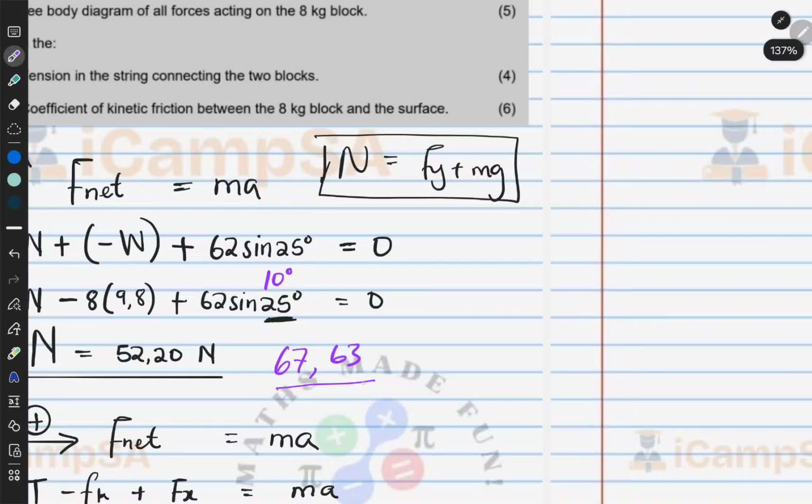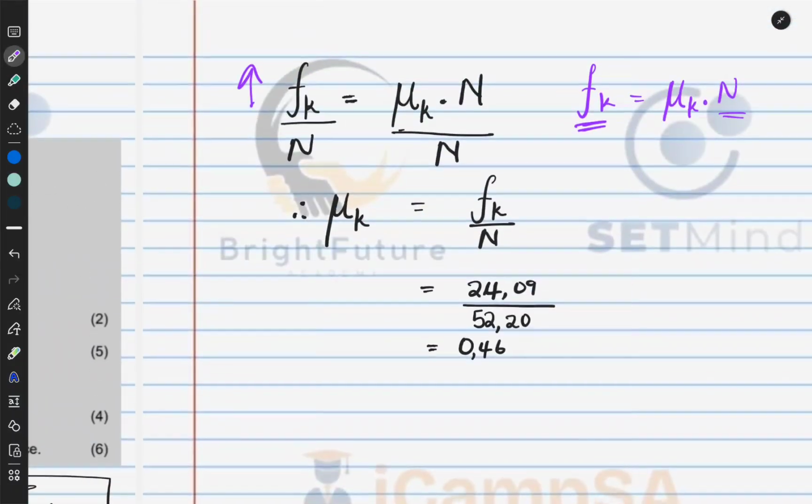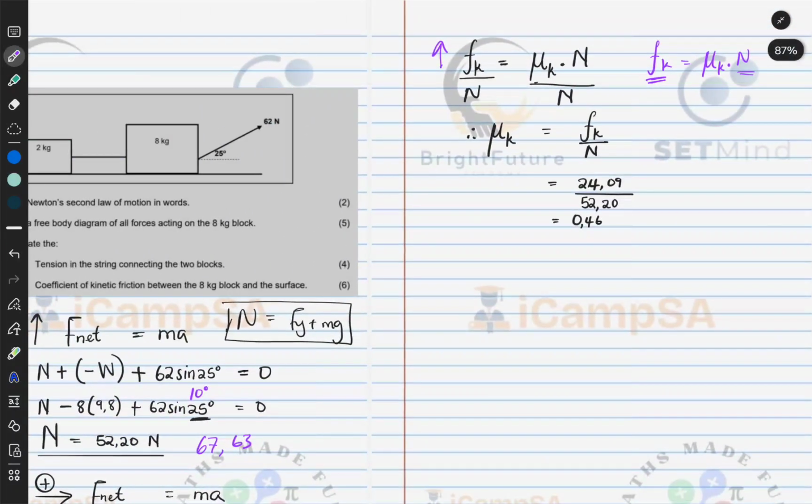What happens to the normal force when I change the angle? If it increases, it means my kinetic friction will also increase, because kinetic friction is directly proportional to my normal force. If it decreases, then my kinetic friction will also decrease, because it is directly proportional to the normal force. But the coefficient of kinetic friction is dependent on the surface, so it will remain the same.